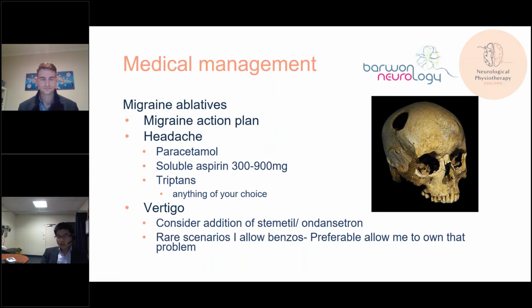In vertigo, sometimes you're lucky enough that if you treat the headache, the vertigo gets better. But there are some groups of people where the vertigo occurs exclusively on its own. In those groups of people, you often add either Stemetil or ondansetron. Very rarely, if they have significant debilitating vertigo, I do sometimes relent to a bit of benzodiazepine, but preferably you would let me be involved, or at least let the neurologist be involved, if you were to make that decision.